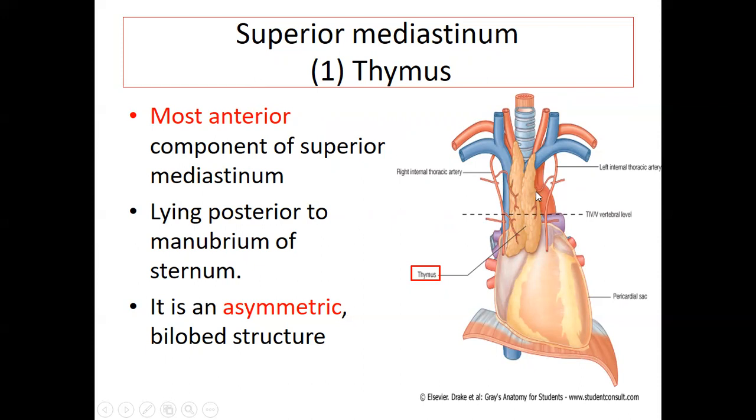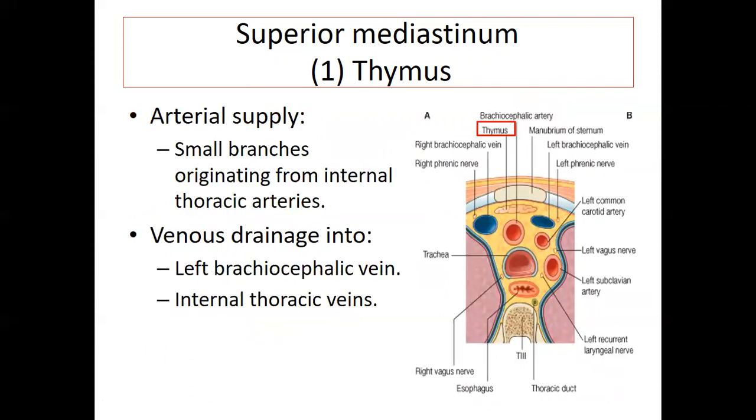The thymus itself is asymmetric, so you can see here the shape is not similar on both sides. It is a bilobed structure. For the arterial supply, it receives blood from small branches that originate from the internal thoracic artery. This is the view from superiorly, and this is the thymus. The venous drainage will drain into the left brachiocephalic vein and also the internal thoracic vein.